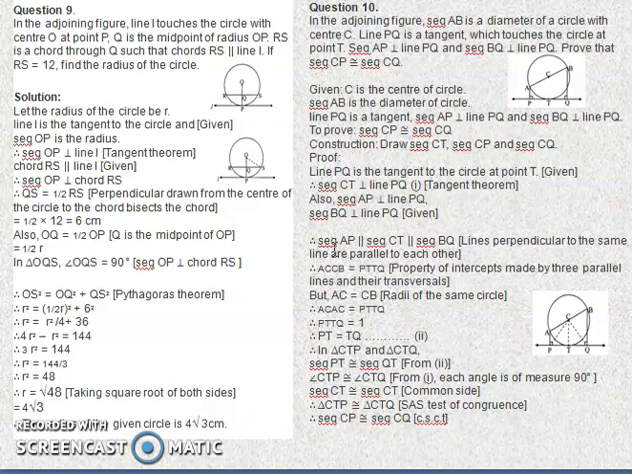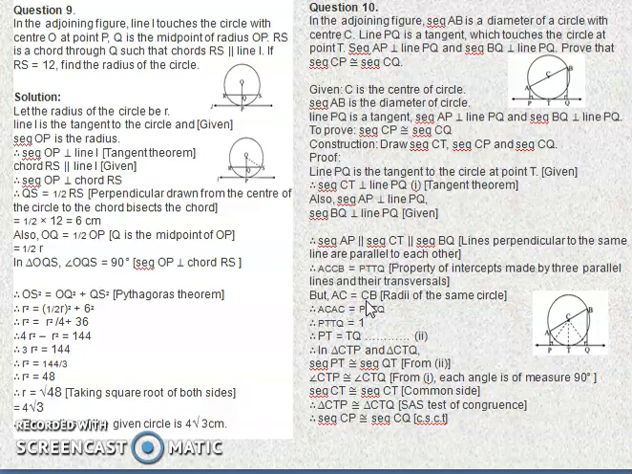So now we will start the proof, that is line PQ is the tangent to the circle at point T. It is given already. Therefore segment CT is perpendicular to line PQ. Why? That is tangent theorem. Also segment AP is perpendicular to line PQ. Segment BQ is perpendicular to line PQ. It is already given. Therefore segment AP is parallel to segment CT is parallel to segment BQ. So here lines perpendicular to the same line are parallel to each other. So here you can see the property of intercepts made by three parallel lines and their transversals.